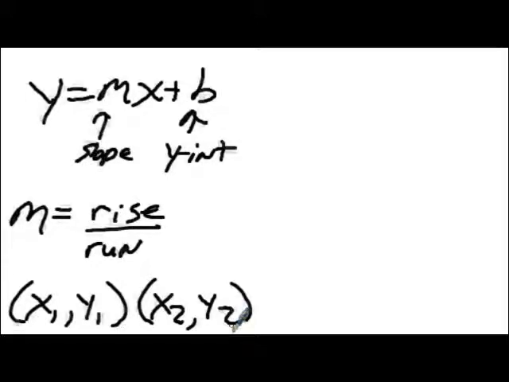If you wanted to calculate it given 2 points, the formula goes like this. Rise, that would have to be a change in the y value. So it's going to be y2 minus y1 on top. The run, that would have to be the horizontal change, the change in the x's. So that's going to be a difference in the x's, x2 minus x sub 1.